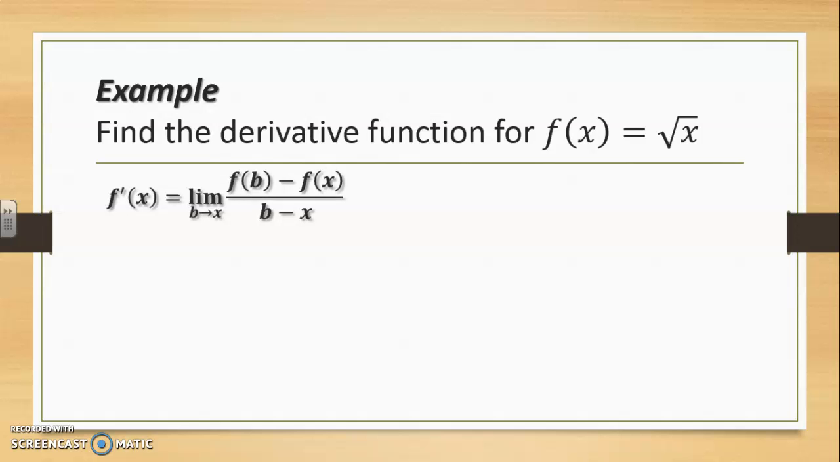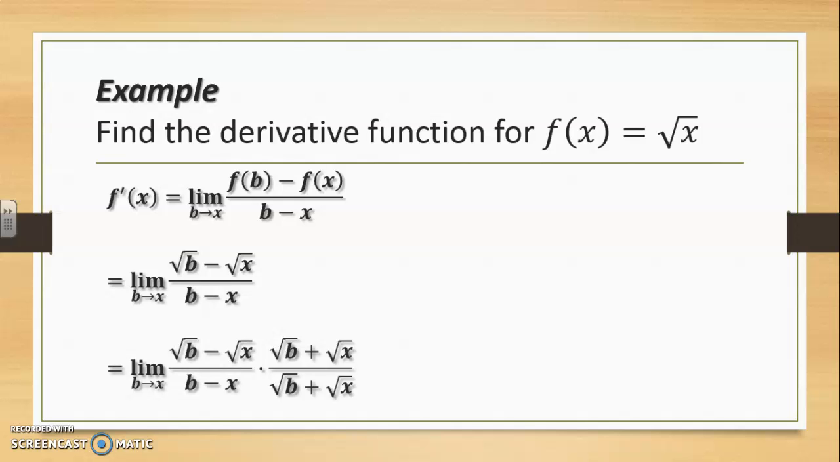Okay, so according to the first limit definition of the derivative, we would have to calculate the root of b minus the root of x, which are the values of f of b and f of x, respectively, over b minus x. And the limit process will turn this average rate of change into the instantaneous rate of change.